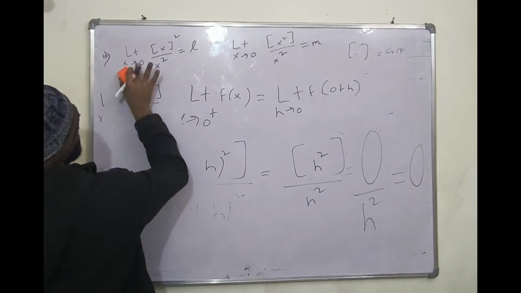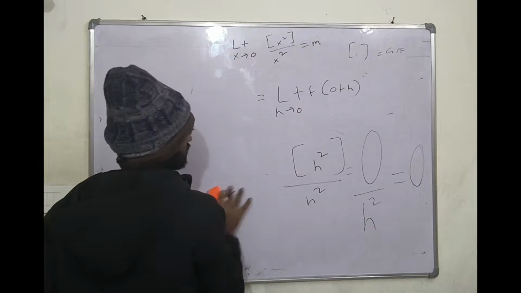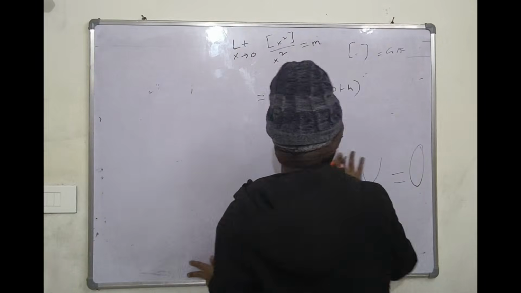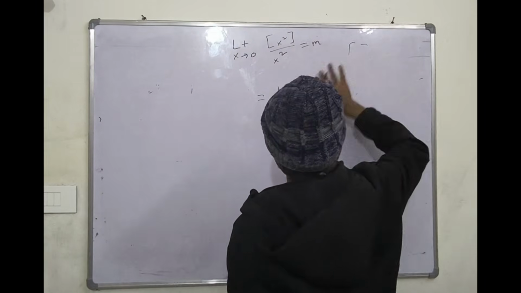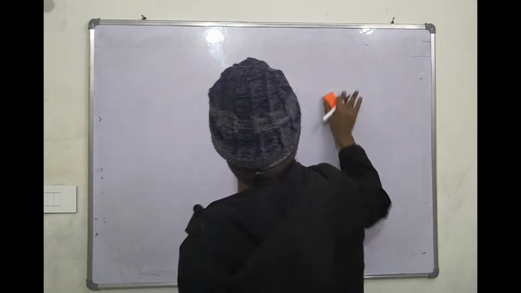So left hand limit equals right hand limit, so our limit exists. So next question.